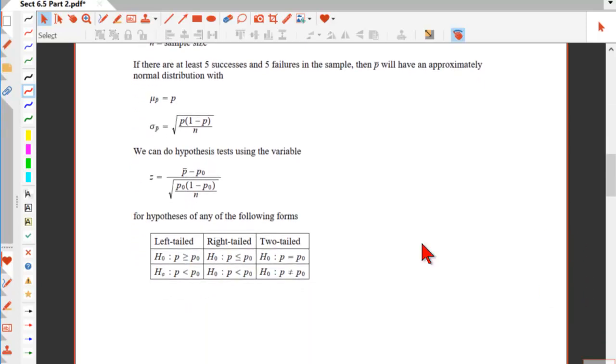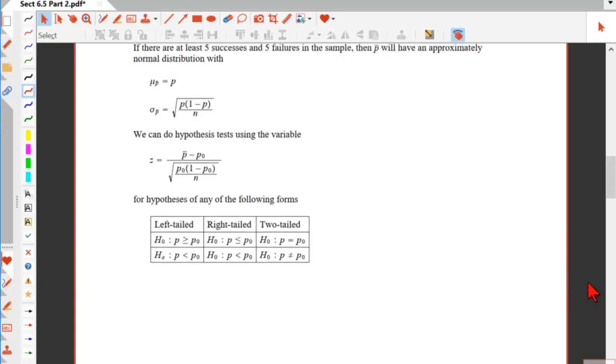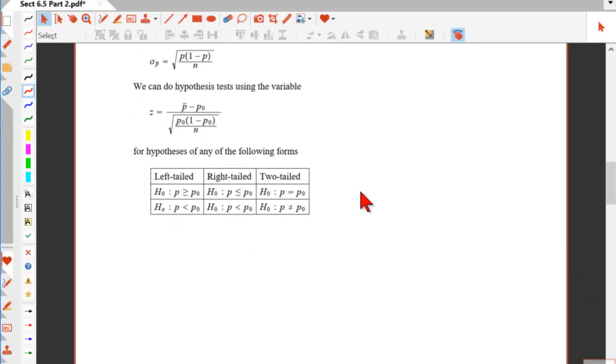So the right thing to do for a hypothesis test is to use a normal distribution. These size checks verify that this expression will have a normal distribution. So I take the sample proportion, subtract off the quantity I'm comparing to, and divide by the standard deviation. And just as with means, I can do any of 3 types of tests: a left-tailed, right-tailed, or two-tailed test, and they get their names from the form of the alternate hypothesis. And I see a typo here also. This should be a greater than right here.